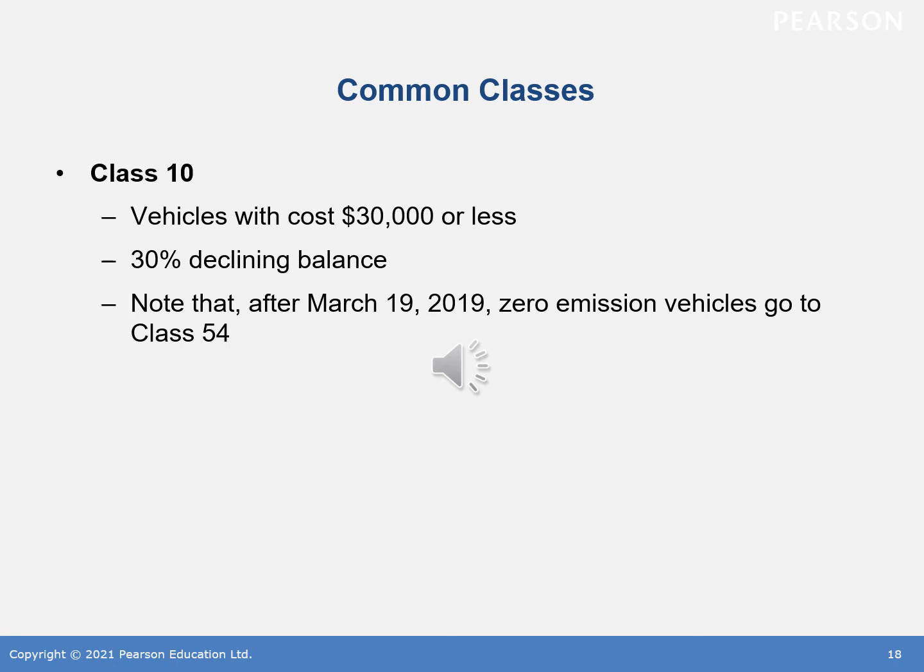Class 10 is a category for vehicles at a 30% declining balance. It's for vehicles with a cost of less than $30,000. And after March 19, 2019, if you had a zero emission vehicle, something that plugged in or electrical, that kind of stuff, they added a new Class 54.